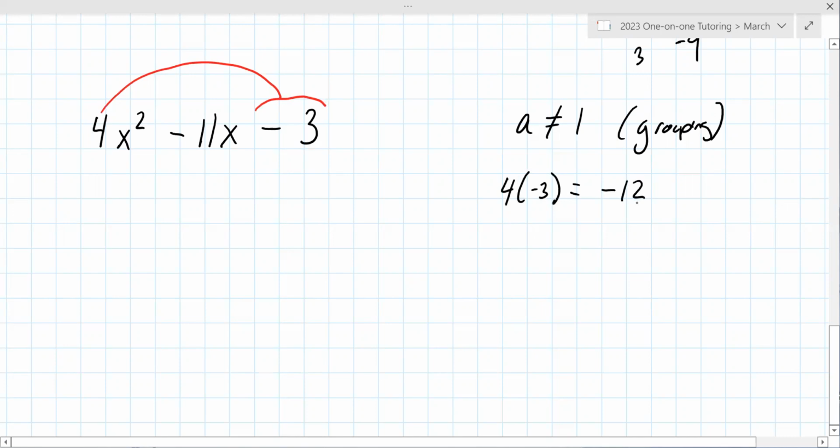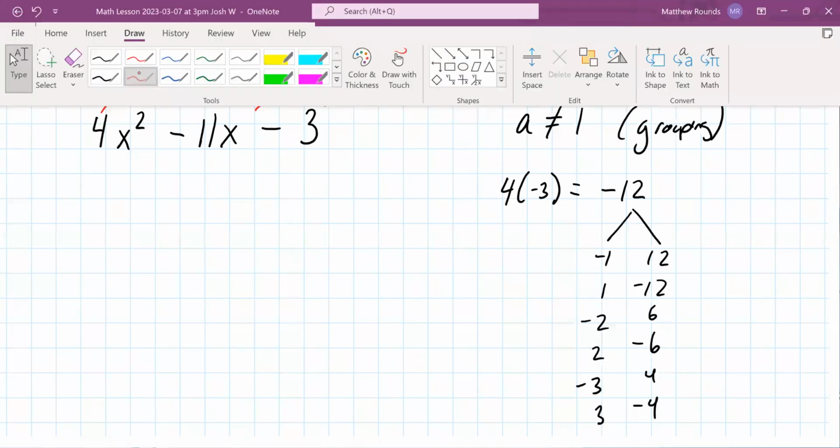Then you have to make a list like we've been doing. -1 and 12, 1 and -12, -2 and 6, 2 and -6. Notice there's kind of a pattern to the way I'm doing this. -3 and 4, 3 and -4. So you keep going until you wrap around on this list. Now, where are we going with this? You're looking for the one that adds up to -11. So you build this list on the right, and then you want the one that adds up to -11. Which one would that be? 1 and -12. Yes, it's this one here.